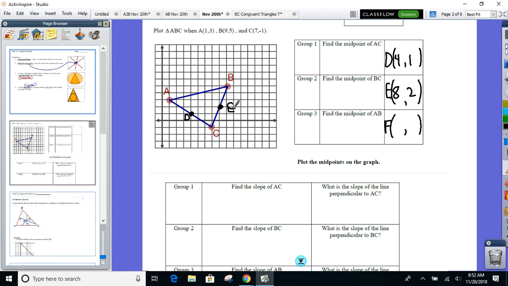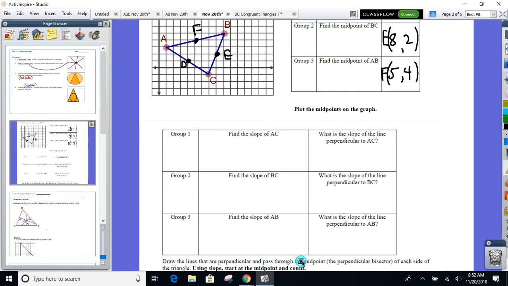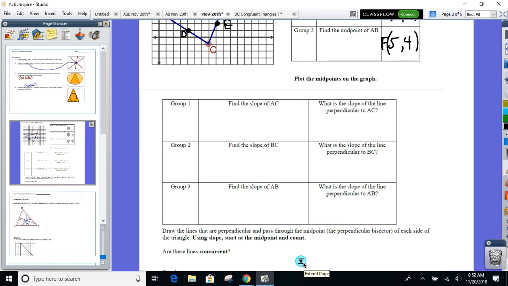5, 4. 5, 4, good? All right, yep, 5, 4, point F. Go ahead and graph it, everybody, 5, 4. Perfect. We're progressing here because there's something you're going to do with those midpoints in a second. Now let's go to the next part.